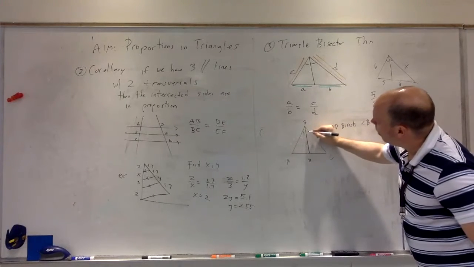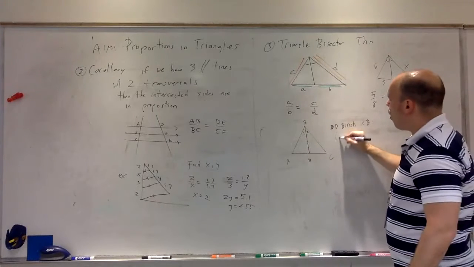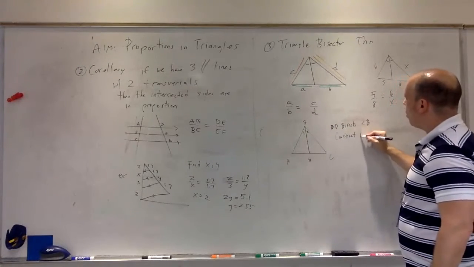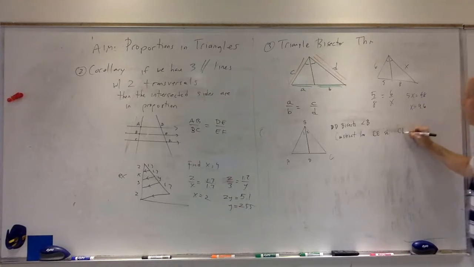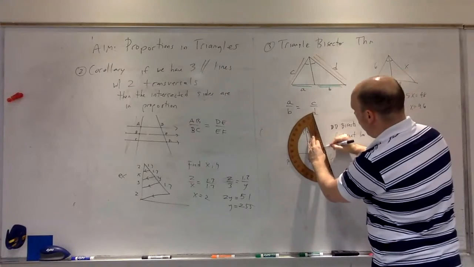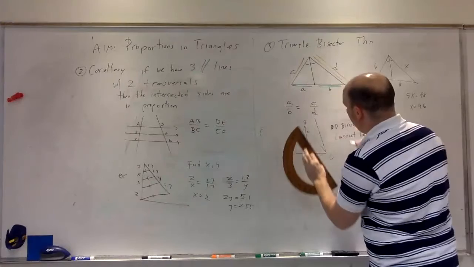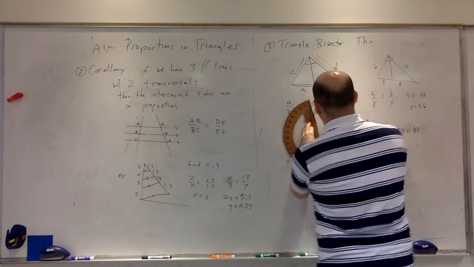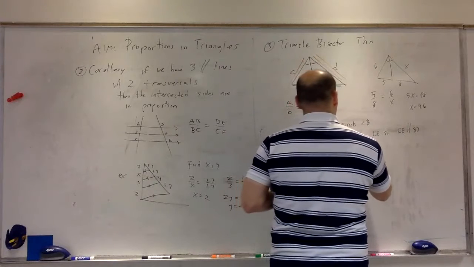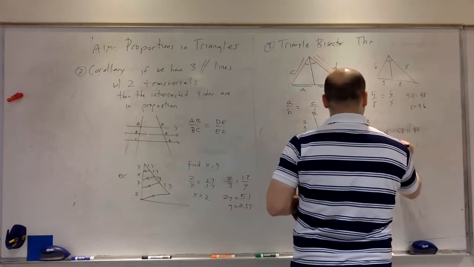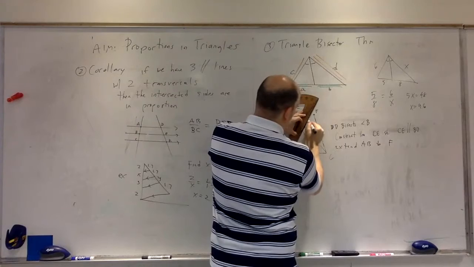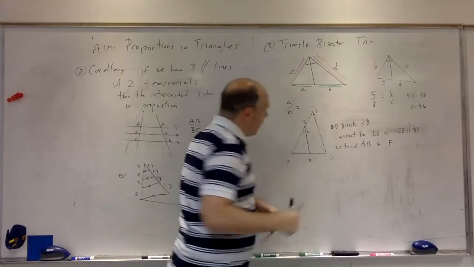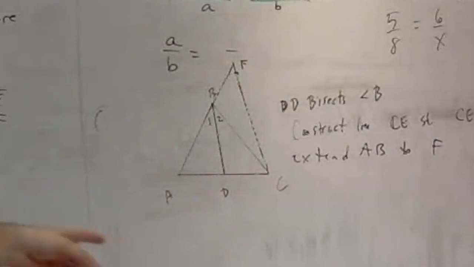So this is angle 1 congruent to angle 2. What I want you to do is construct line CE such that CE is parallel to BD. And then I want you to extend AB to, let's call that F. So what we've done is that we've actually recreated the side splitter theorem.